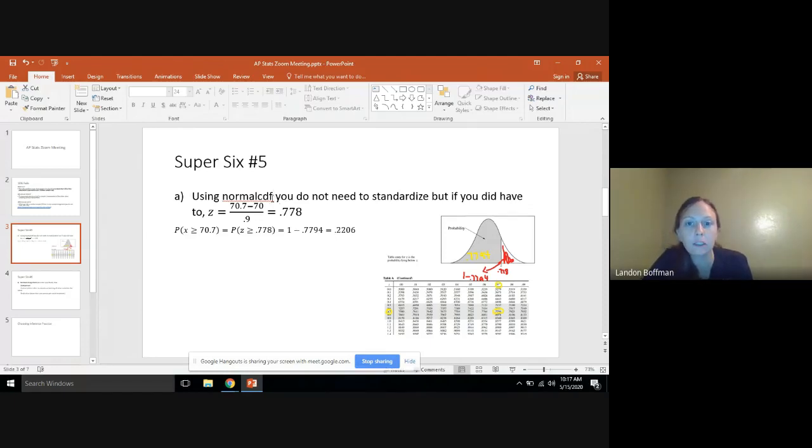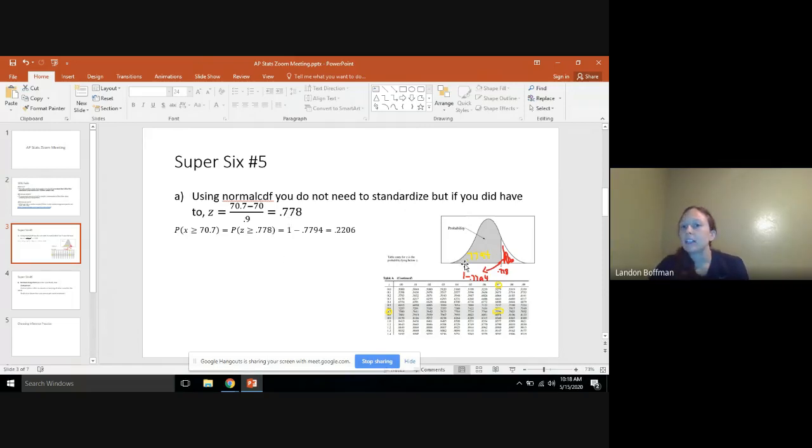So if you didn't have normal CDF, you would have to first standardize it by converting your value to a z-score. So our z-score formula, if you don't have this written down somewhere on whatever you're going to use the day of your test, I would write it down, but it's z equals your observation minus the mean, divided by the standard deviation. And that's your z-score, 0.778.